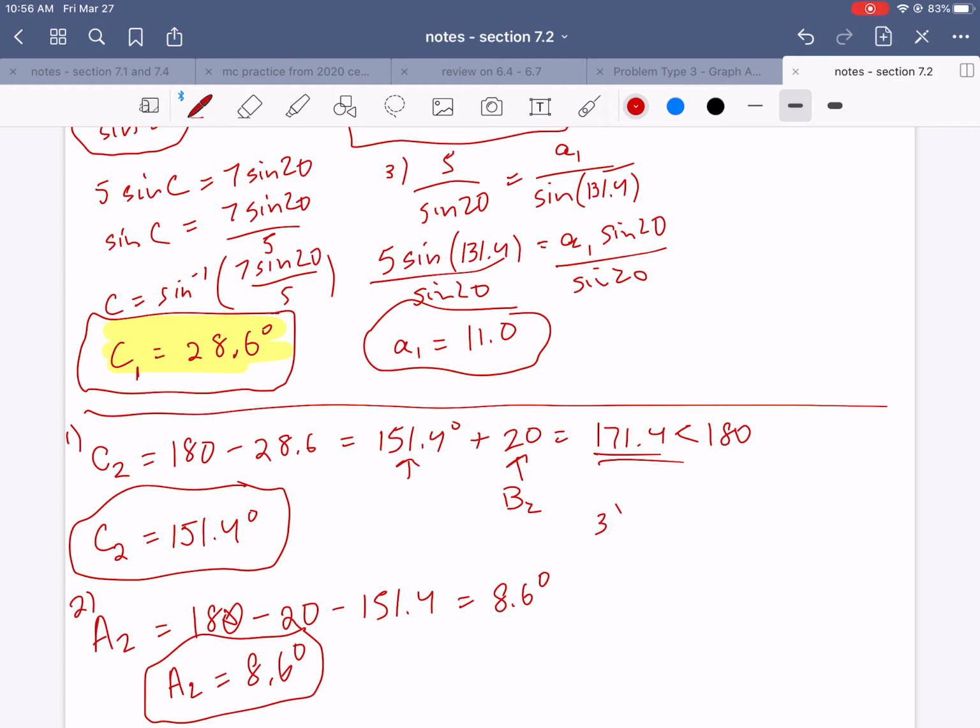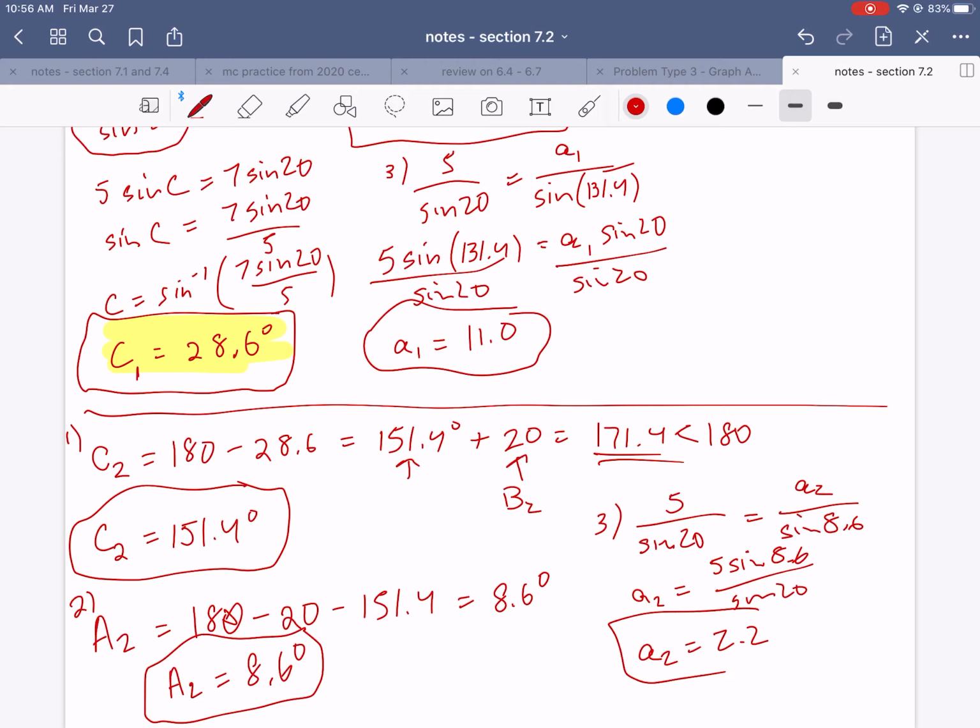And so now step 3 for that second triangle is to find side little a2 by using the given ratio. And the given ratio, again, is 5 over the sine of 20. And that's going to equal little a sub 2 divided by sine of capital A sub 2, which is 8.6. And so if we cross multiply and divide, we're going to end up with 5 sine of 8.6 divided by the sine of 20. And so that is going to give you an answer, rounded to the nearest tenth, of 2.2. Okay, so 2 triangles on that problem.